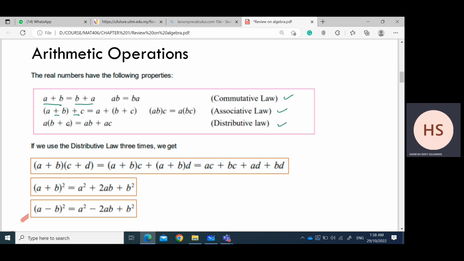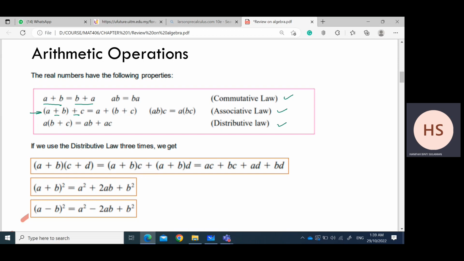Okay, so different real numbers ni melibatkan tiga nombor lah. Three real numbers. Okay, for example, we have A plus B plus C, and it is also equivalent with A plus B plus C. Okay, so maknanya kat sini you boleh buat A plus B dahulu, kemudian you tambahkan dengan C, ataupun you tambahkan B dengan C, and then you tambah dengan A. Dia boleh. Ini kita panggil sebagai associative law.